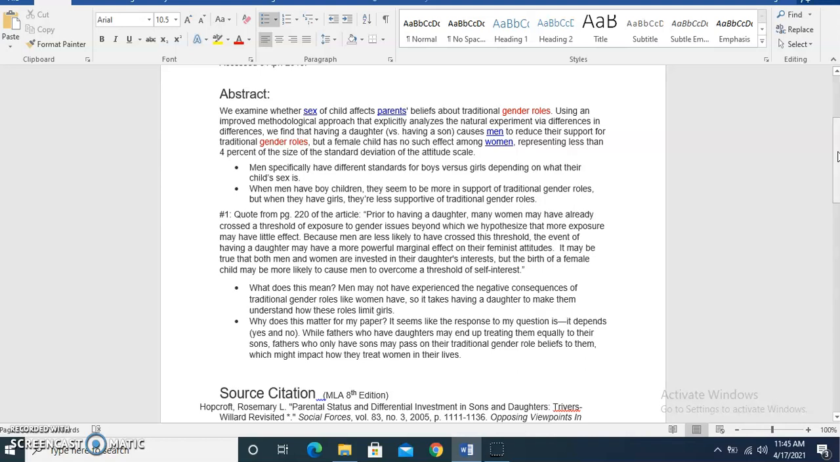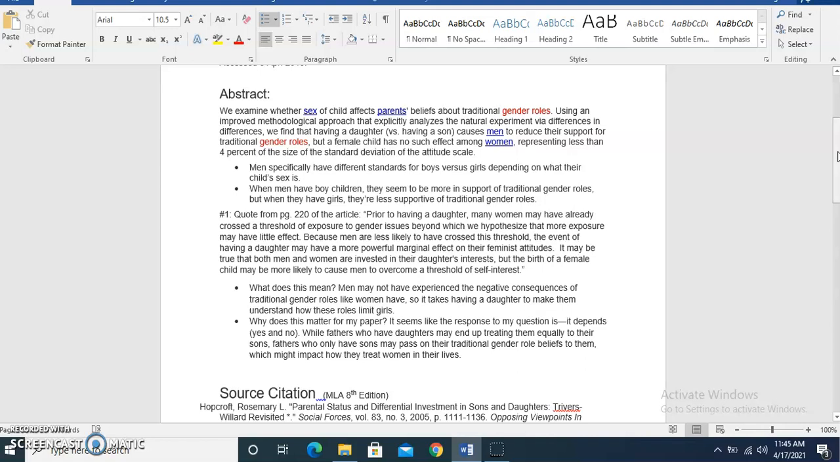Once I found this article that seems like it might work for my paper, I just take some notes on it, jotting down some of these important points. The first thing I said is summarizing the point of the article. Men specifically have different standards for boys versus girls depending on what their child's sex is. Like we said, if they have a little girl, they start to believe less in traditional gender roles, but if they have a boy, they may stick to those traditional gender roles.